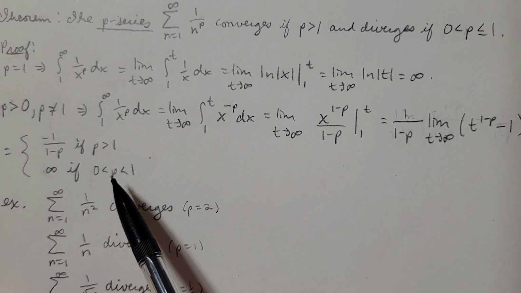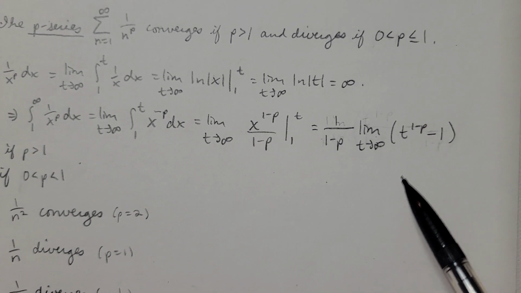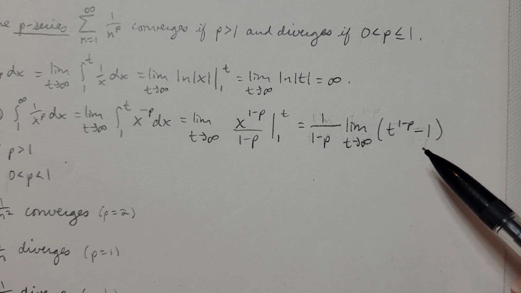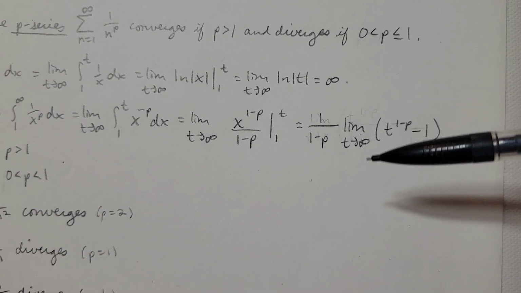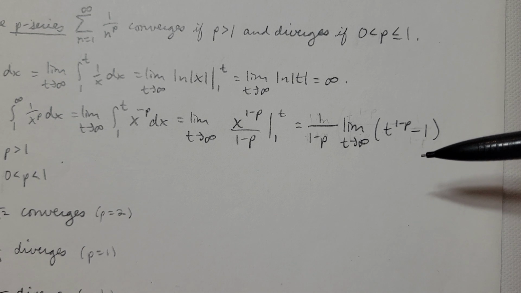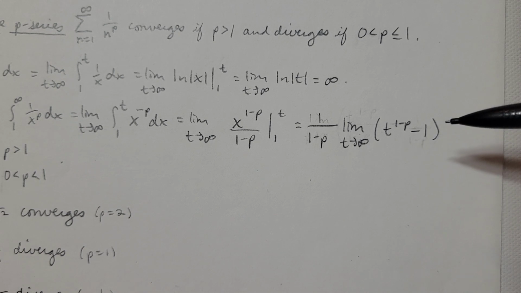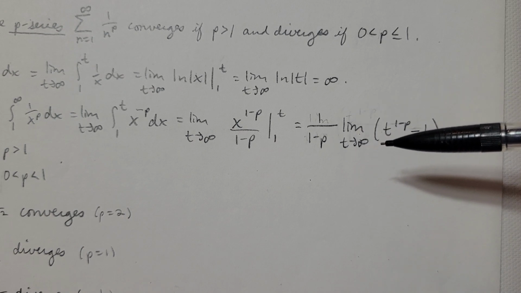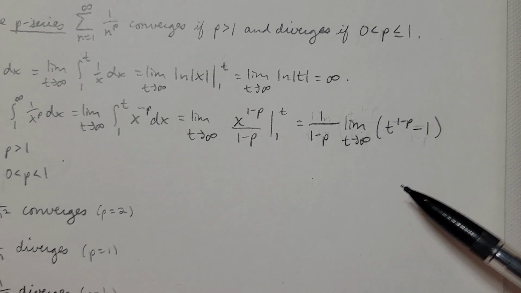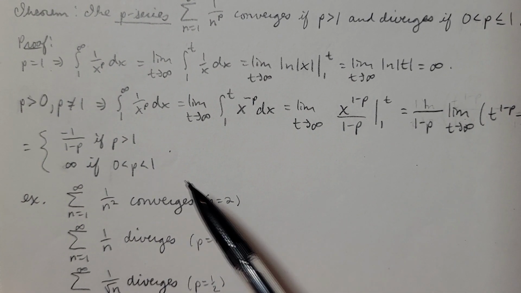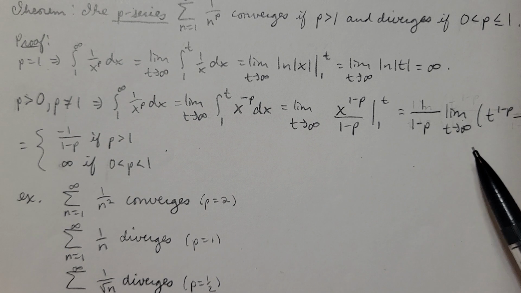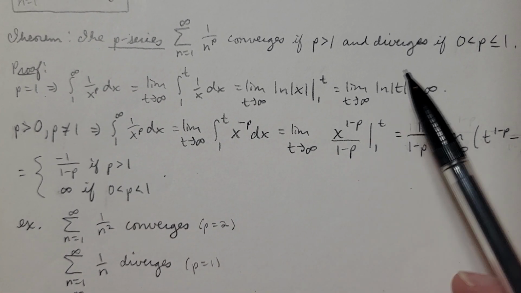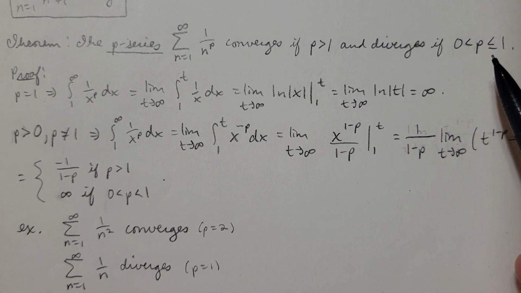If p is a number that's bigger than 0 but less than 1, like suppose that p is 1/2, t to the 1 minus 1/2 is t to the 1/2, or the square root of t. And as t is approaching infinity, the square root of t would also be approaching infinity. And I'm subtracting 1 and dividing by 1 minus p, so what? I'm still going to be approaching infinity. So in general, if p is a number that is bigger than 0 and less than 1, you're going to be approaching infinity. So you'd have a divergent series if the p-value is a number between 0 and 1, including 1.